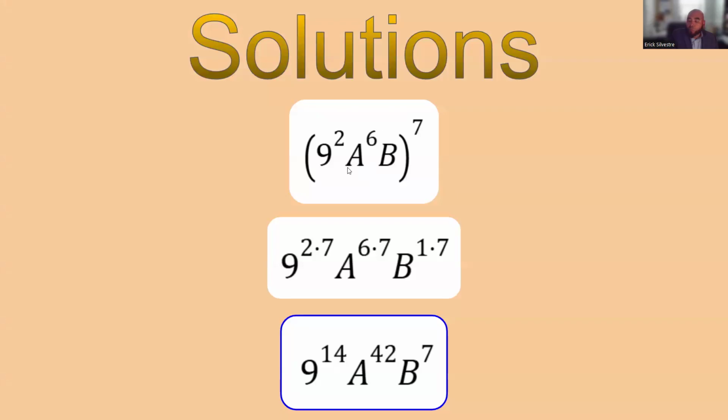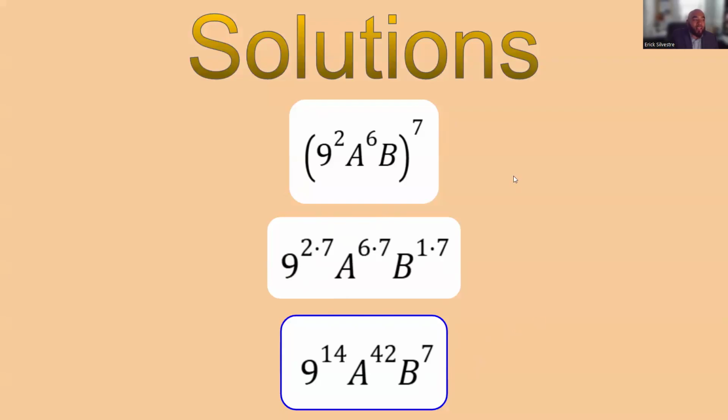If I have multiple values inside of the parentheses, each of those values gets to be multiplied by the exponent. You have to distribute the exponent to each individual value. We know that the 9 has a second power. We know that the letter A, the variable A, has a sixth power. And then remember, when you do not see the power, there's always a power of 1. So now I could distribute the 7. I have 2 times 7, 6 times 7, and 1 times 7. So that drops the parentheses, and I could do my operations. 2 times 7 is 14, so I have 9 to the 14th power. 6 times 7 is 42, so I have A to the 42nd power. And 1 times 7 is 7, so I have B to the 7th power.